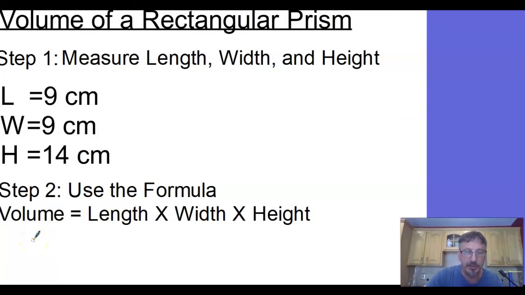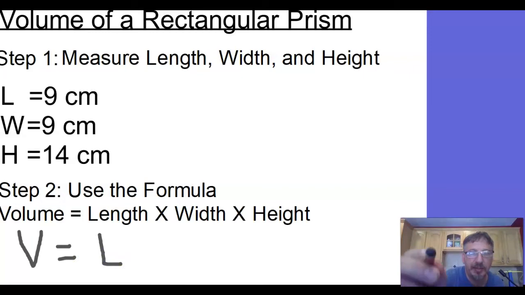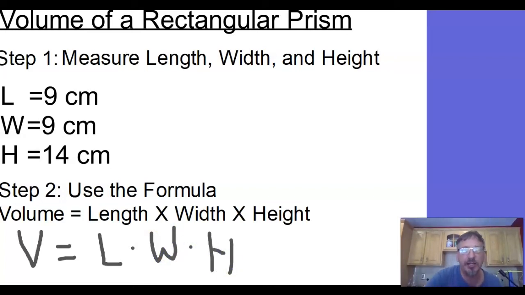So you might also see it like this. And we're just using V is volume, L is length. Dot means multiply length times width times height. So you might also see it that way. Spend a moment and catch up on your notes, and then we'll figure out the volume of the rectangular prism.